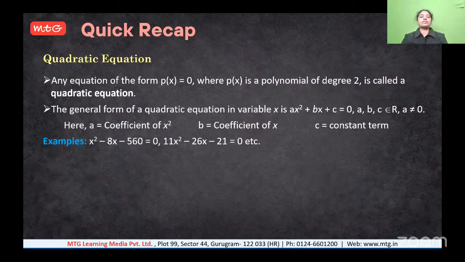Here is an example of a quadratic equation: x square minus 8x minus 560 equals 0. And one more is also there. In the first case, the a value is 1. The b value is minus 8.